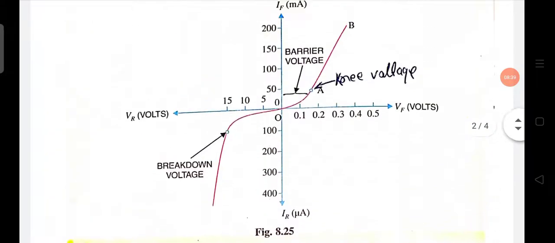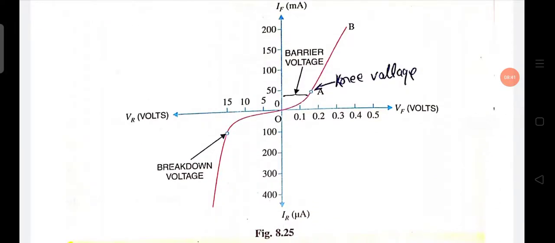This small current is represented from O to this point, when the current slowly increases due to the minority carriers. There is a little load, and then comes the breakdown voltage.